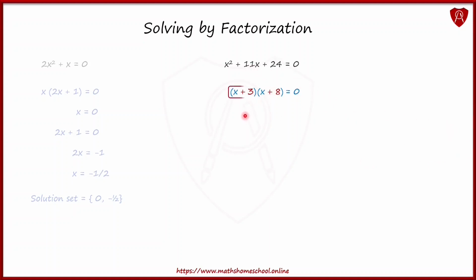So now here are our two factors. x plus 3 times x plus 8 equals 0. Equate each to 0 and simplify. x plus 3 equals 0 means x is equal to negative 3. x plus 8 equals 0 means x is equal to negative 8. And that's our complete solution.